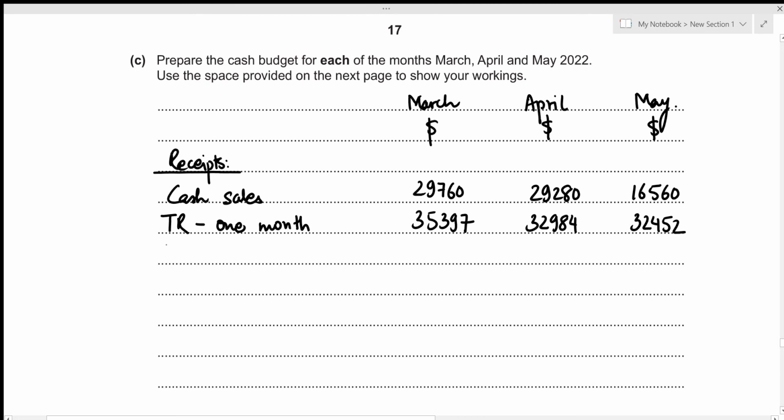That's going to be TR 2 months. And the amount we figured out for March was 34,500. For April, it was 37,260. And for May, it was 34,720.